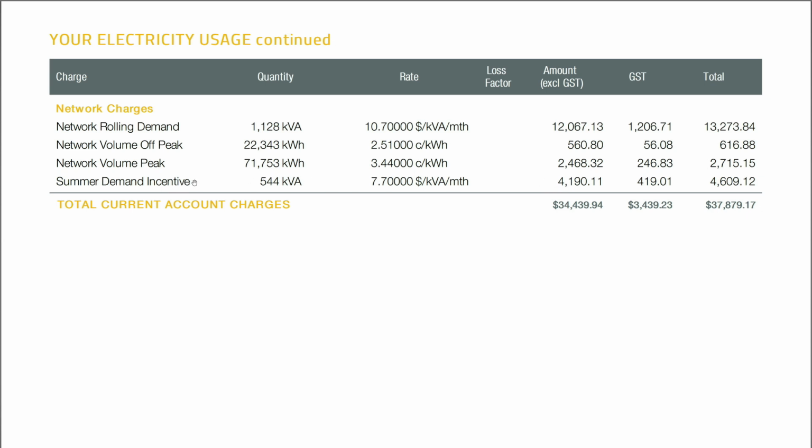Whereas with the main peak demand, you get penalized for 12 months for one mistake, the summer demand incentive, which I think should be called summer demand penalty because they're not giving you a discount incentive, they're penalizing you. 544 kVA was the highest peak we had in this month in summer between 4 and 7. That was 4,000 for the month. So the peak demand costs are really 12,000 plus 4,000. So it's even worse than the 12,000.